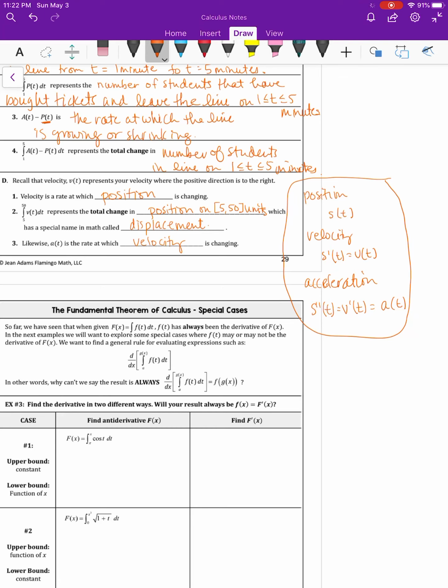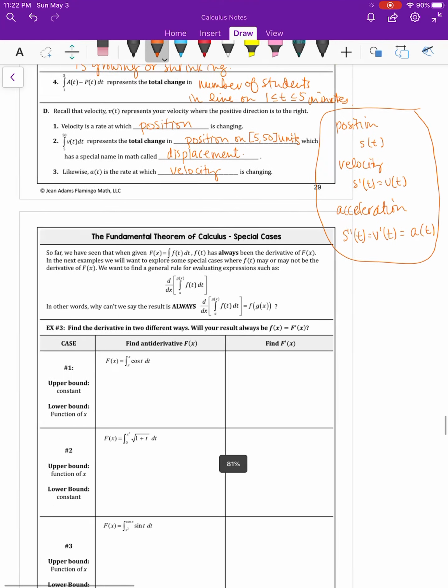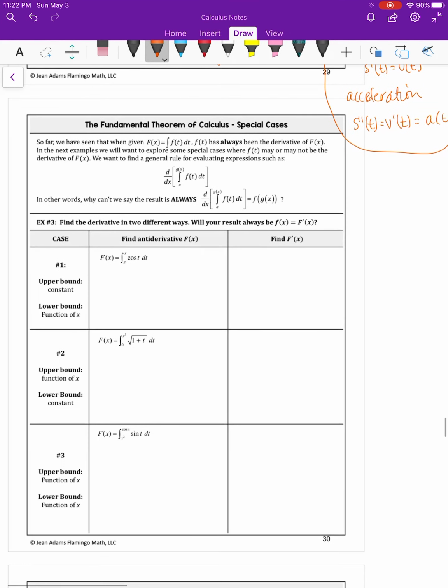But when you integrate velocity, you get displacement. Okay, so, you know, velocity is like feet per second. Position is like feet, so when you integrate feet per second, you get feet. When you integrate feet per second squared, you get feet per second.